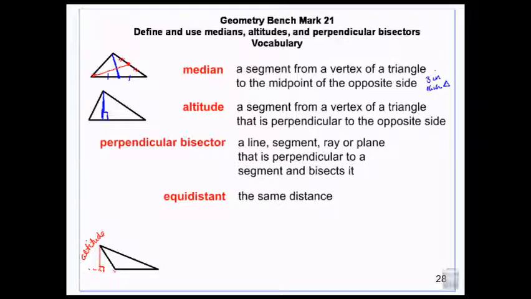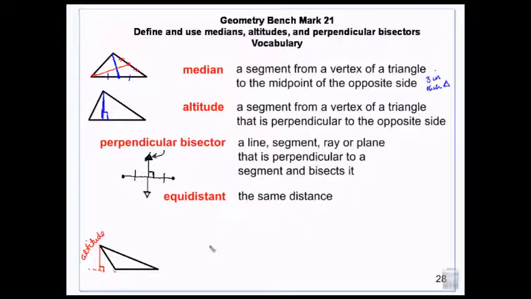Perpendicular bisectors. A line, segment, ray, or plane that is perpendicular to a segment. Okay, so we have a segment. And anything that comes in and cuts that segment in half at a 90-degree angle is a perpendicular bisector. So it can be a line, a ray, or a plane. It just has to cut the segment in half and be perpendicular.